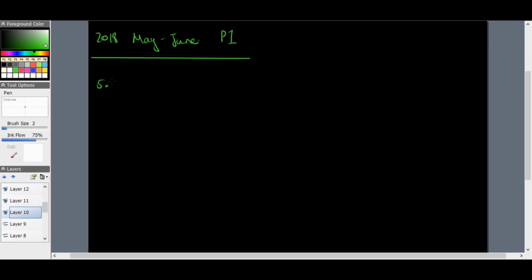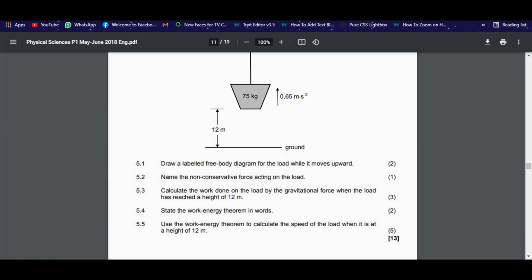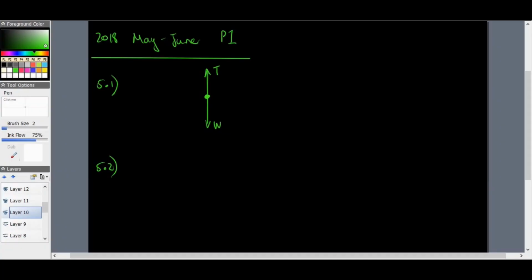So 5.1, a free body diagram of the load. Very easily, there's tension going upwards, and going downwards is weight, or Fg. 5.2 question was, name the conservative force acting on the load. That was tension. Was it a conservative or non-conservative? Non-conservative force, sorry, yes.